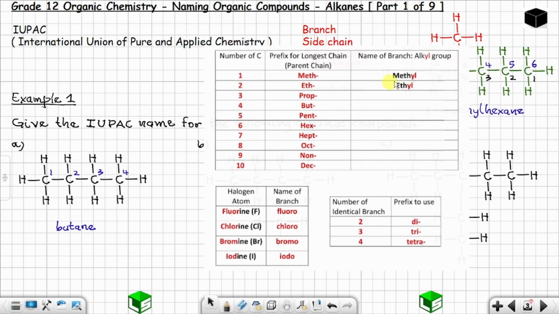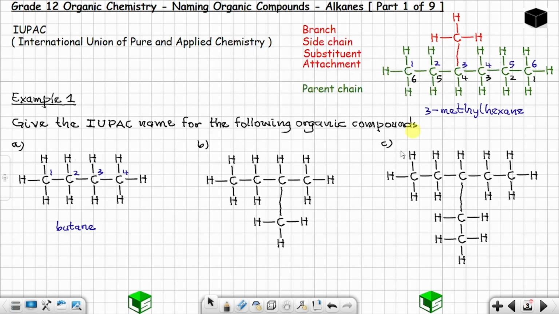Okay, so now we need to number this correctly. How are we going to number this? Should I number it from left to the right or right to the left? Let's see. We are going to number it according to the IUPAC system. If I number it from left to the right, it will be 1, 2, 3, 4. And if I number it from right to the left, it will be 1, 2, 3, 4. So according to the IUPAC system, you have to number in such a way that the branch falls on the lowest possible number.